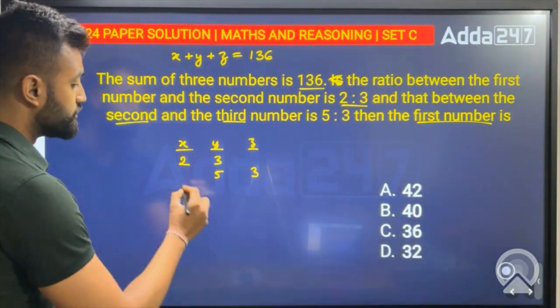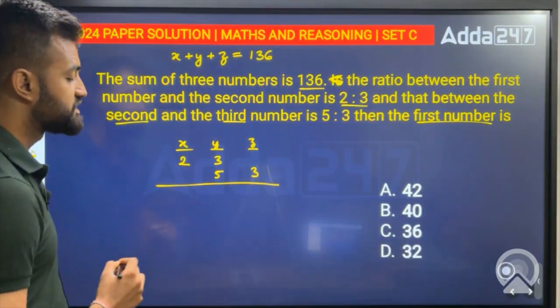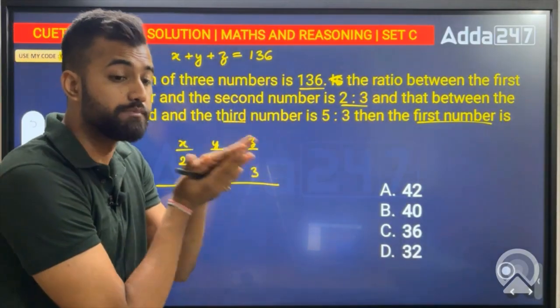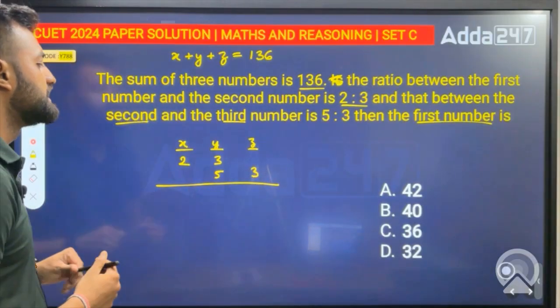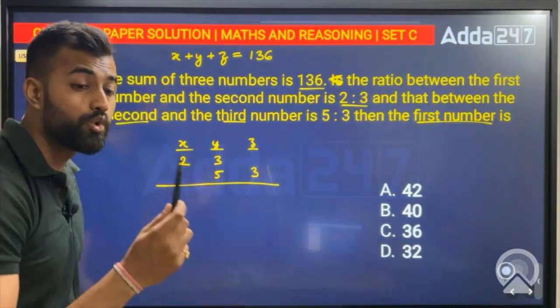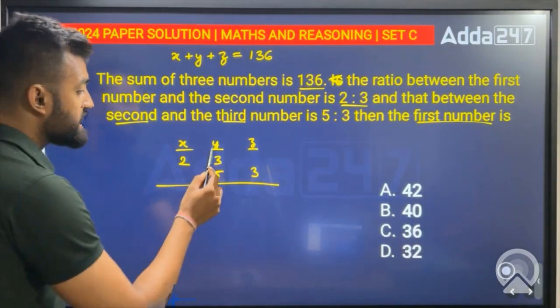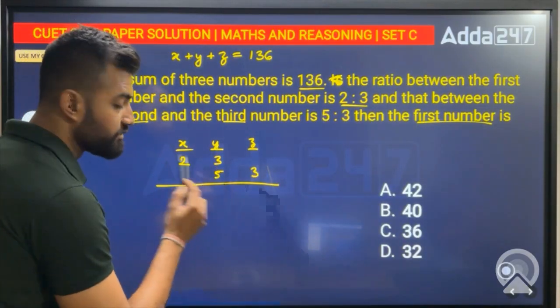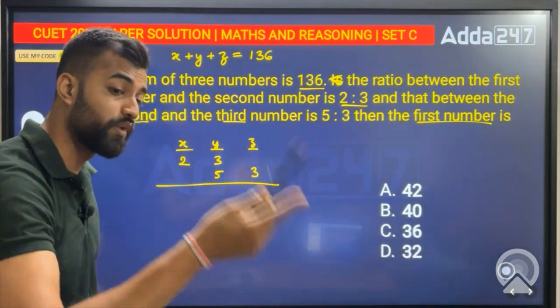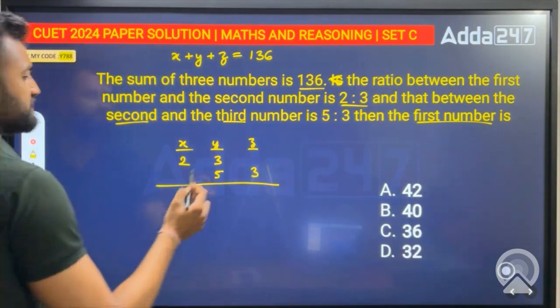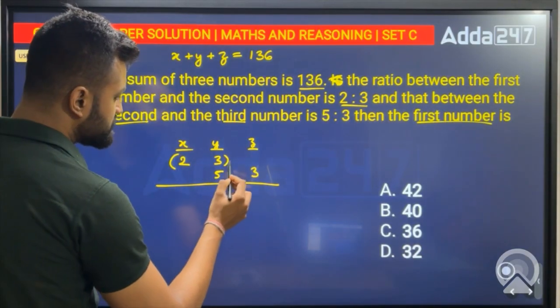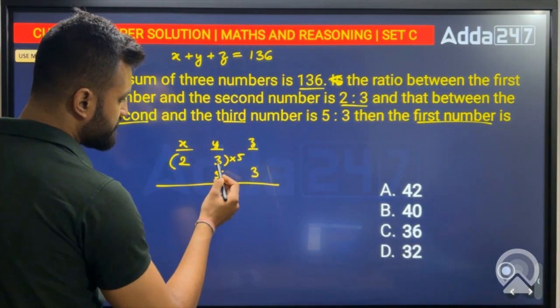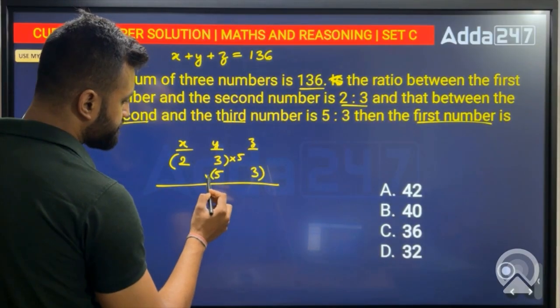The first thing you do in ratio and proportion is combine them. You have to find the mixed ratio. How to find the mixed ratio? It's very simple. Who is common between them? y is common. y is here also, y is here also, so you have to make both y the same. How to make y the same is very simple. Whatever is below, multiply at the top. Whatever is at the top, multiply below.